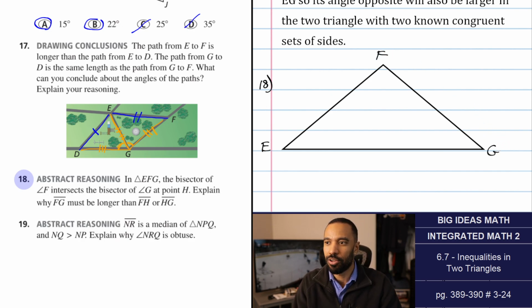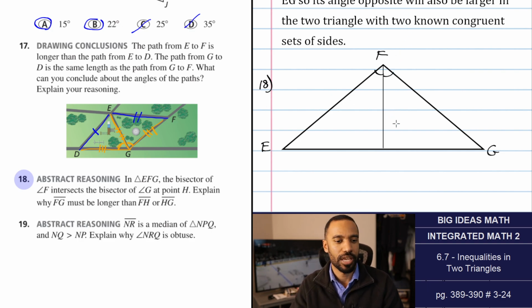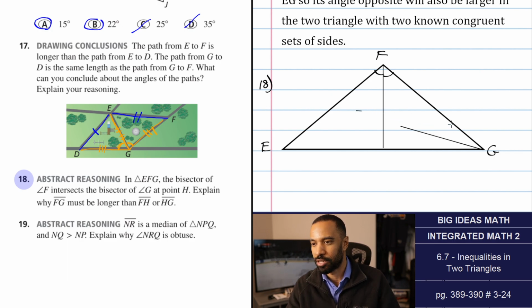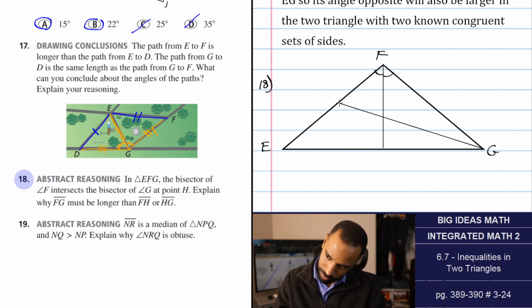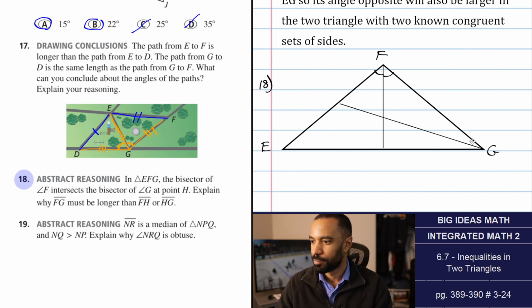The bisector of angle F, that should be easy enough to do. Just go straight down because of the way that I drew it. Intersects, so here. So these are congruent. When I mark these guys, those are congruent marks. Intersects with the bisector of angle G. Let's do our best to do some form of bisector. Sure.